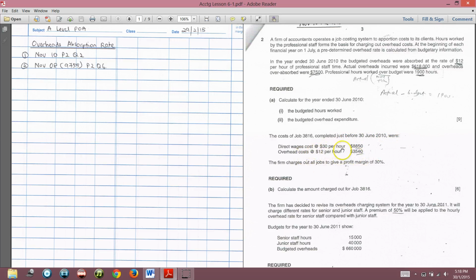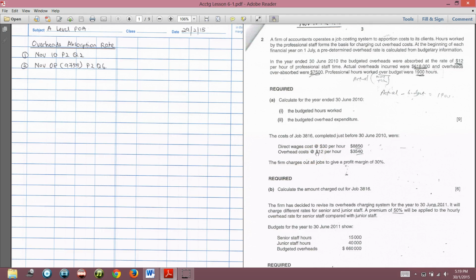The cost for job 3816 completed just before 30 June 2010 were as follows. Direct wage at $30 per hour is 8850. Overhead cost at $12 per hour, 3540. The firm charges out all jobs to give a profit margin of 30%. Calculate the amount charged for job 3816. So this is the cost: direct wage and then the overhead.